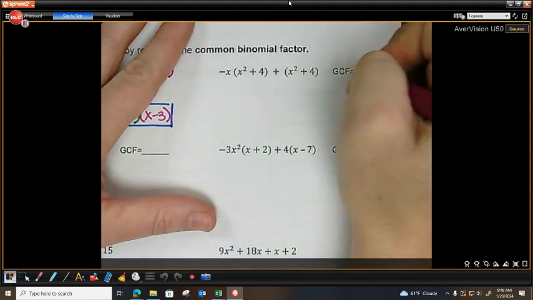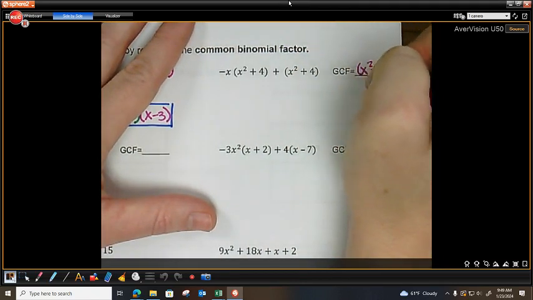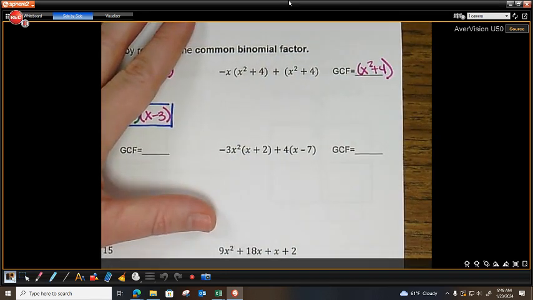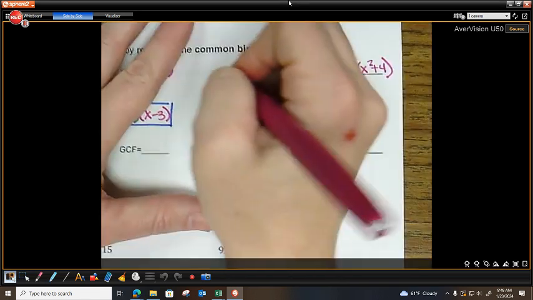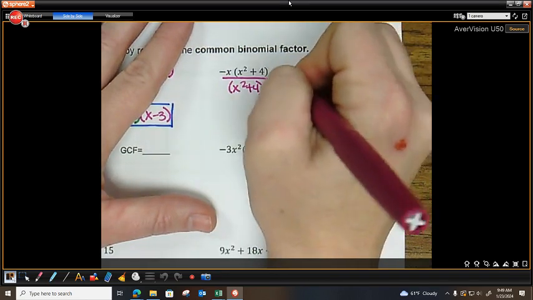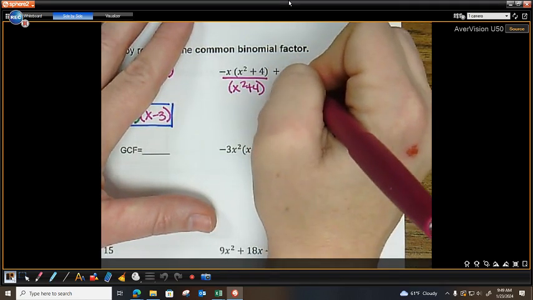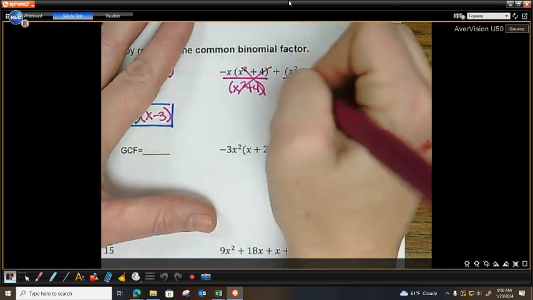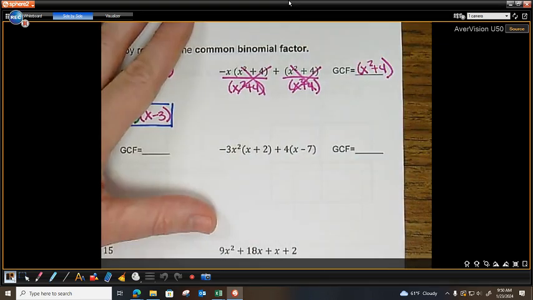Next one, do my parentheses match? Yes, that means it's a common factor. Your greatest common factor. So my GCF is x squared plus 4. Divide out your greatest common factor. Gone, gone. So what am I left with?